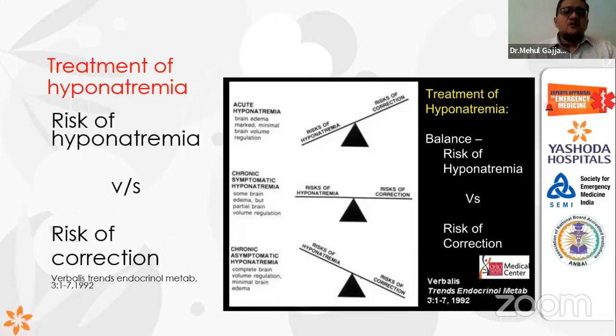So at that time, aggressive correction with hypertonic saline or 3% NaCl is recommended. While in case of chronic asymptomatic hyponatremia, the risk due to symptoms is less than the risk of correction by hypertonic saline. So here you should always consider that there are higher chances of brain edema or osmotic demyelination if you do a rapid correction. In case of chronic symptomatic hyponatremia, there is some brain edema, but partial brain volume regulation is also there. So here you have to take an individual decision.